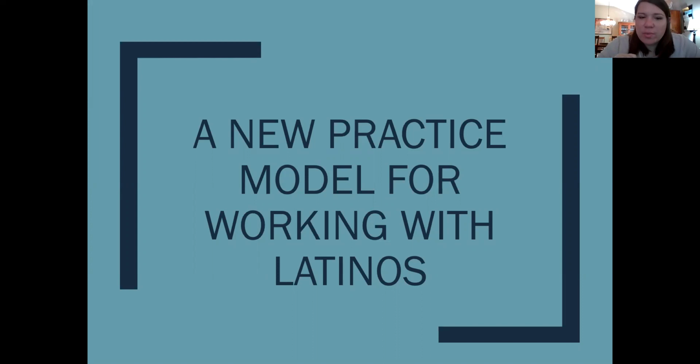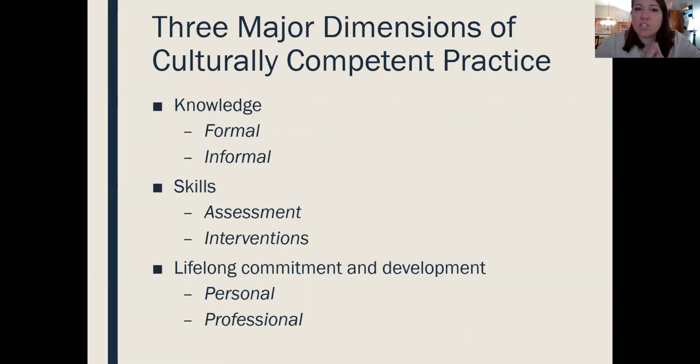This information comes from the journal article that you were supposed to have read for this week. It talks a lot about three major dimensions of culturally competent practice: the knowledge that you gain, both formally and informally. The knowledge that you gain formally in a class setting, and also informally, we also call this practice wisdom. These are things that you learn informally in the field or volunteering or doing your internship. There's also the skills dimension. This is done through assessments and interventions. And then lifelong commitment and development. This is both the personal and professional dimension of lifelong learning, both on a personal basis and as a professional as well.